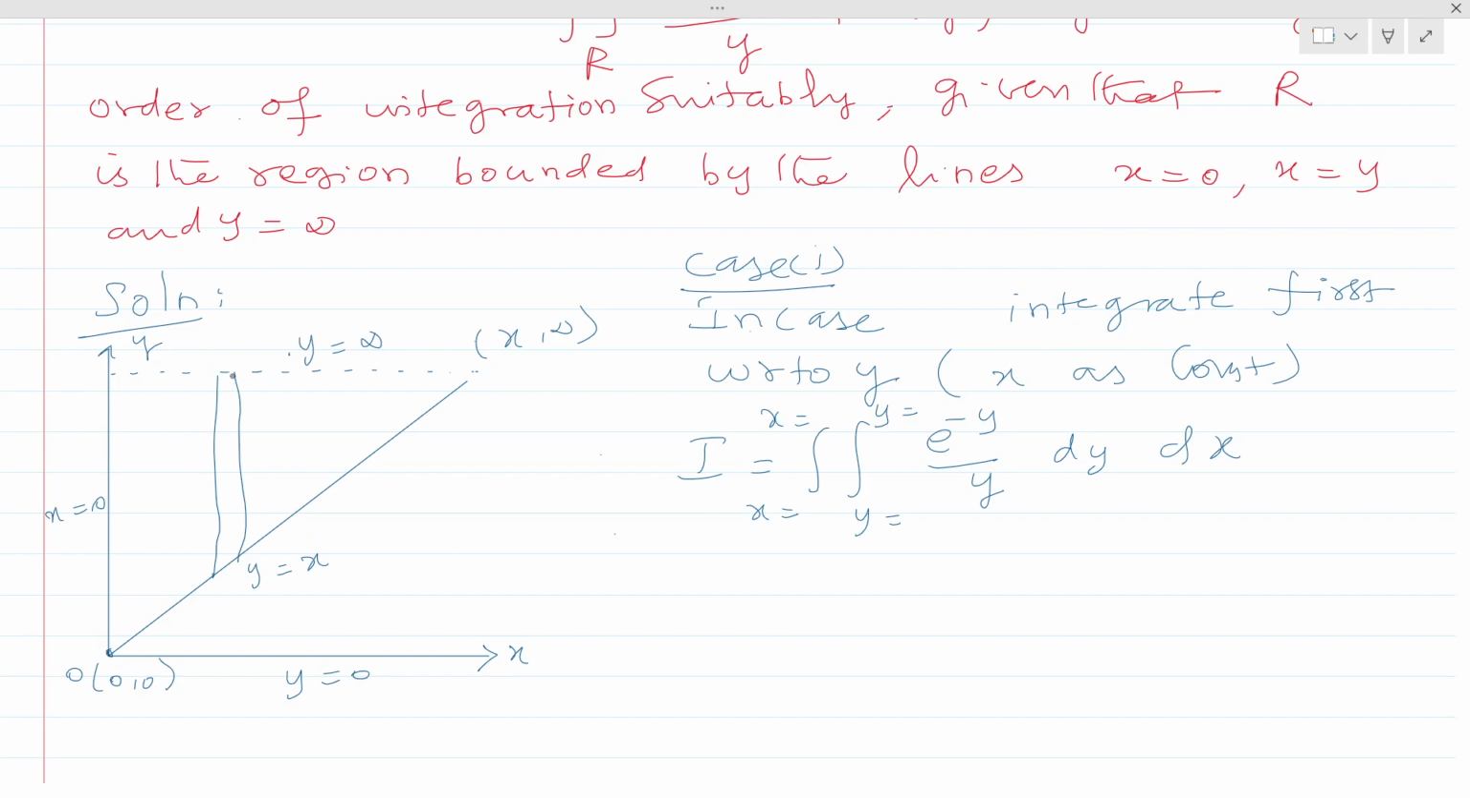In the region, you can see we are taking a straight line parallel to the y axis, y equal to x to y equal to infinity, is it not? So what are the limits of x here? X equal to 0 to x equal to infinity, because y equal to x, x equal to 0 to x equal to infinity.